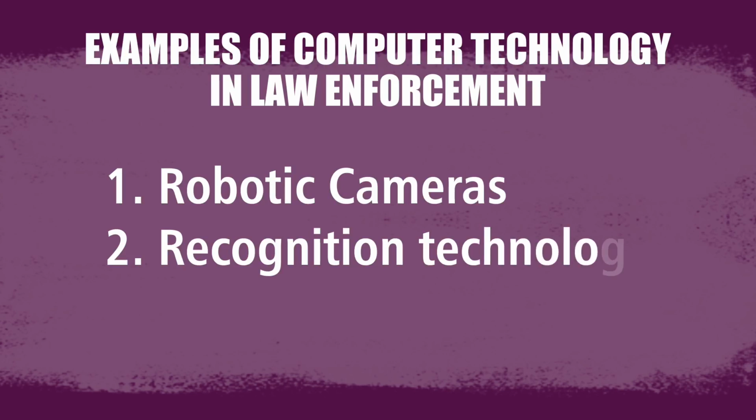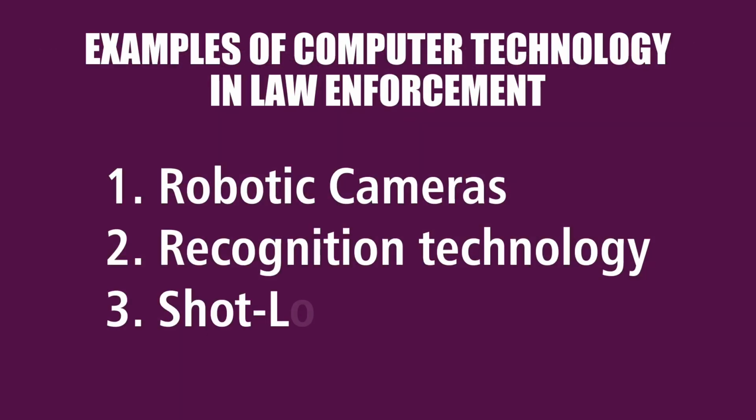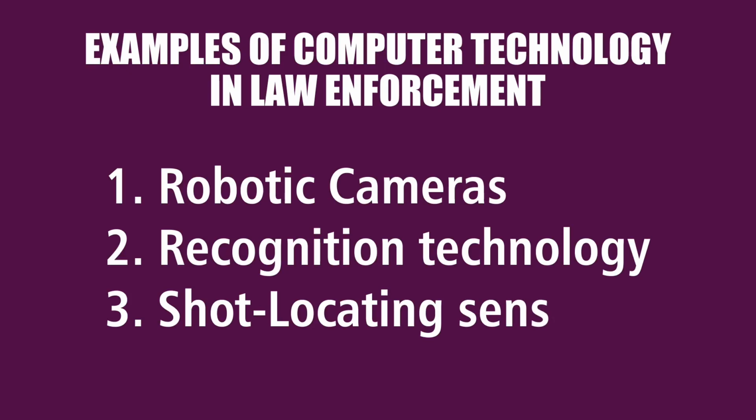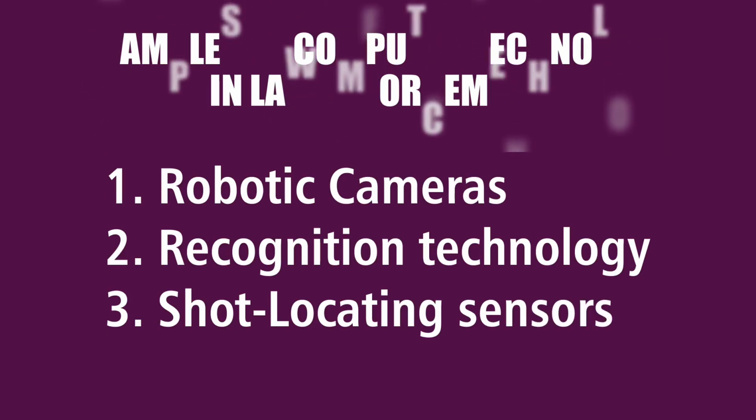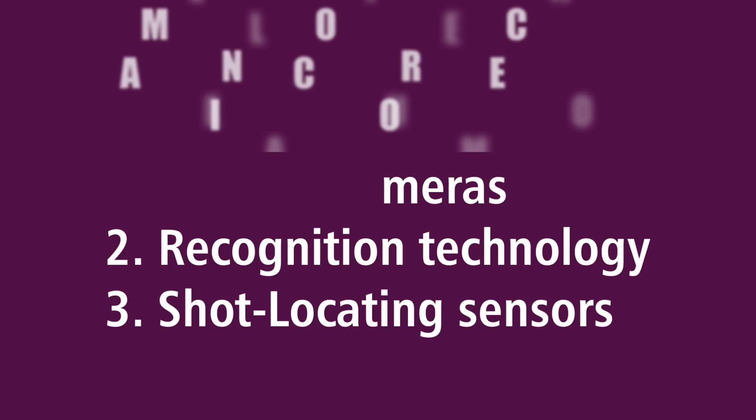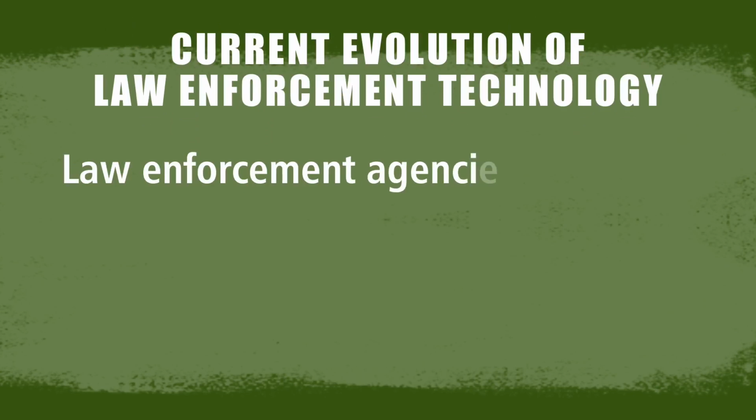2. Recognition technology. This software helps to identify several aspects of a person, including their face and voice, and it helps the police officer to easily track criminals and discover their location without being physically present. 3. Shot locating sensor. This sensor works within an area to track sound and alert law enforcement agency when weapons are being fired.